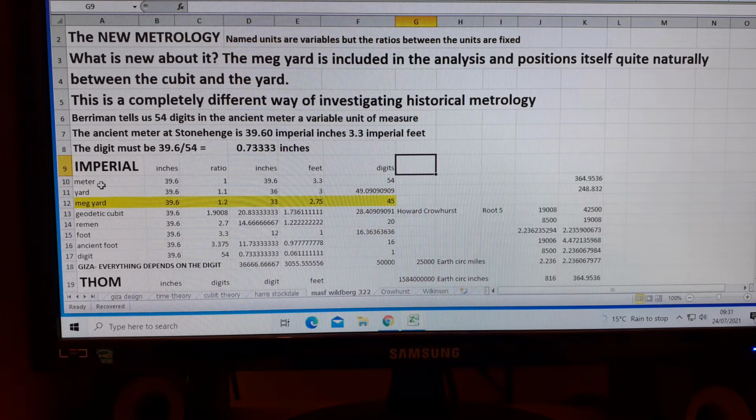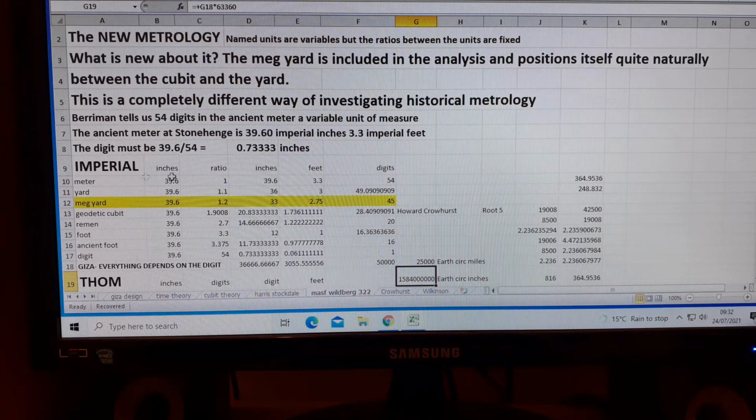So what we've got are the named units: the meter, the yard, the megalithic yard, the geodetic cubit, the Riemann, the foot, the ancient foot, the digit. We've got the Giza base in inches, the Giza base in feet, the Giza base in digits, and the Earth's circumference in miles. And the Earth's circumference, in inches as well. So we multiply the mile by 63360.